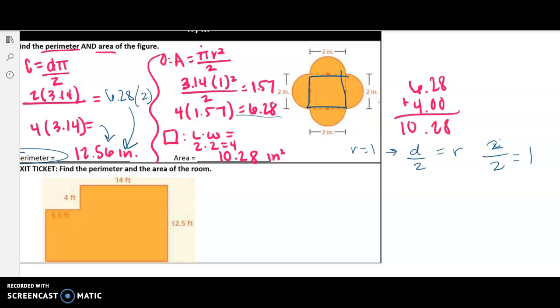And then now we need the center. Now we have to have the square on the inside. So we're going to do length times width, which our length, it says, is 2, and so is our width. We just bring this up. And so 2 times 2 is 4, and then you add the 2 together.